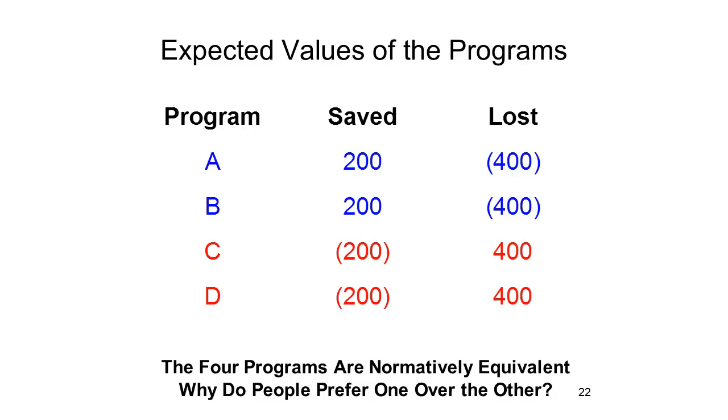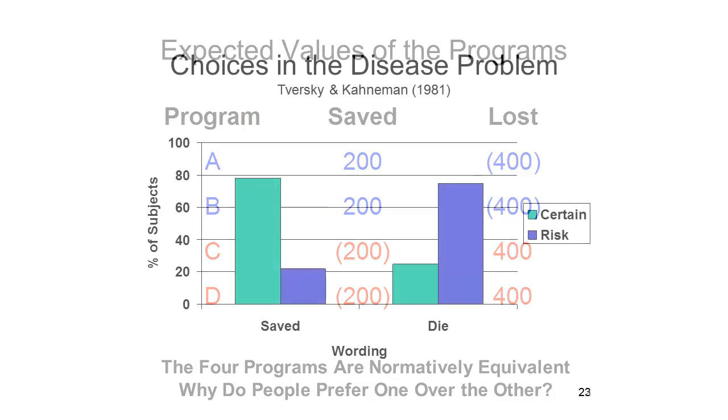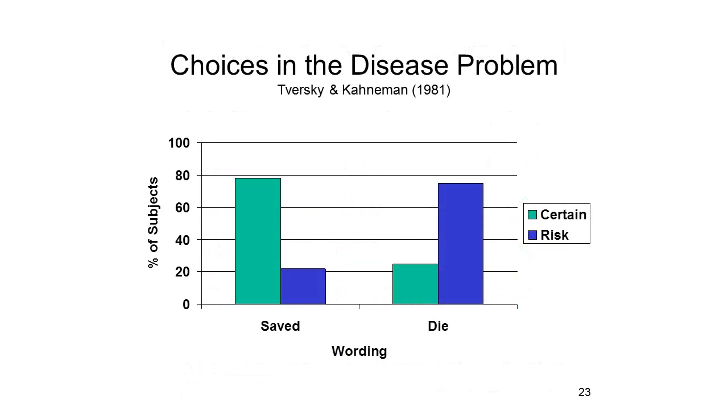Viewed from the perspective of rational choice theory, the outcomes of these choices between C and D are identical. In fact, all 4 programs are normatively equivalent. In each case, we can expect to save 200 lives and lose 400 lives. But they're clearly not psychologically equivalent. There is a clear preference reversal.